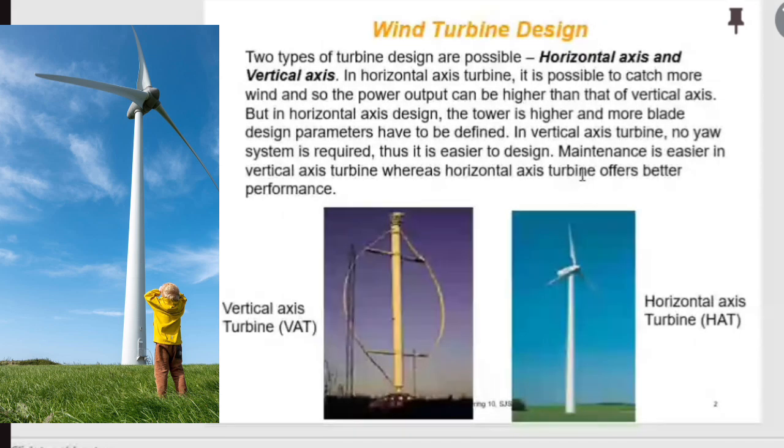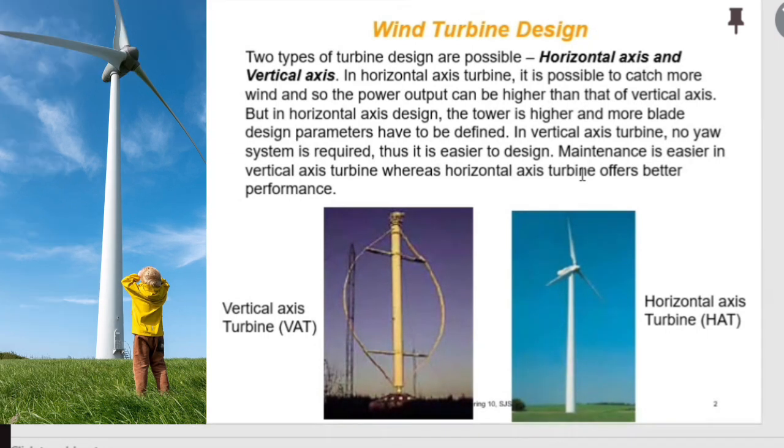So in vertical axis, no yaw system is required. It is easier to design, and maintenance is also easier in vertical, whereas the horizontal axis turbine offers better performance. That means the horizontal one depends on how the blade of the horizontal system is made. It is much easier to capture enough wind, and once we go to the formula, we will see how the length, which will be considered as the radius, influences the power output.